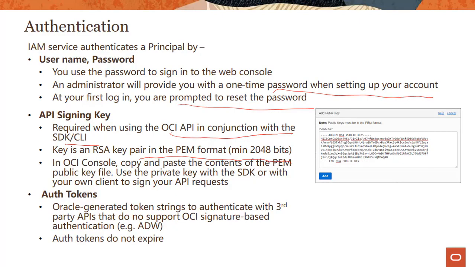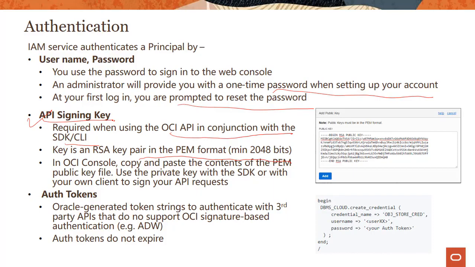The third one is something specific to Oracle Cloud Infrastructure, and it's authentication using auth tokens. Now these are Oracle-generated token strings to authenticate with third-party APIs that do not support the OCI signature-based authentication. We just looked into the API signing keys. So what are good examples? Well, a good example is our own autonomous offering, which doesn't support the OCI signature-based authentication.